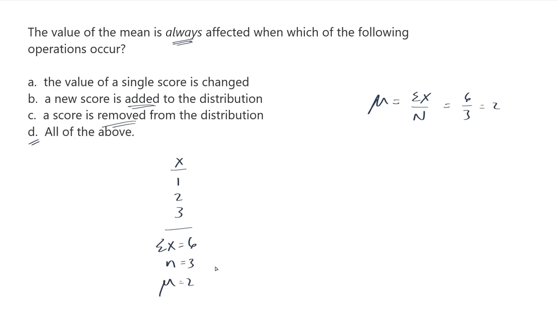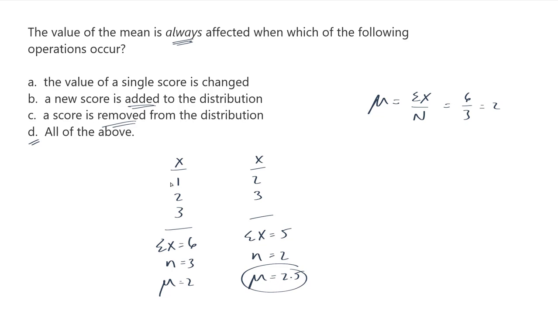Now what if I were to remove a number? Let's take away the first number. So I've got just 2 and the 3 left. My new sum is going to be 5. I only have 2 scores. 5 divided by 2, my new mean is going to be 2.5. So I removed a score and the mean was affected. It went from 2 to being 2.5.